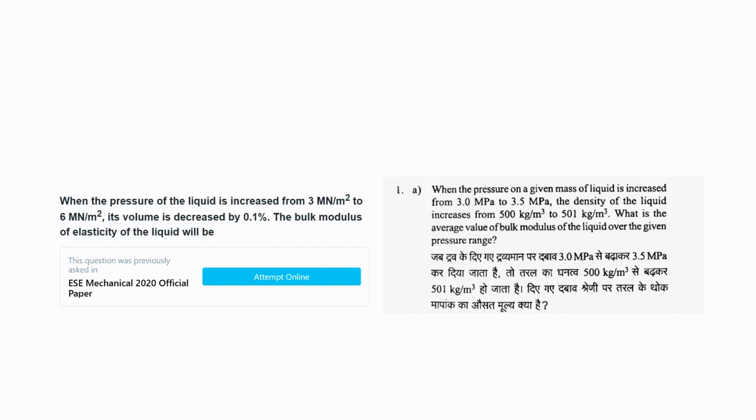So you can see, when the pressure on a given mass of liquid is increased from 3 megapascal to 3.5 megapascal, the density of the liquid increases from 500 kg per meter cube to 501 kg per meter cube. What is the average value of bulk modulus of the liquid? So what is bulk modulus? Bulk modulus is equal to change in pressure to the change in volume divided by initial volume, with a minus sign. But when we write it in the form of density, the expression becomes dp upon d rho by rho.